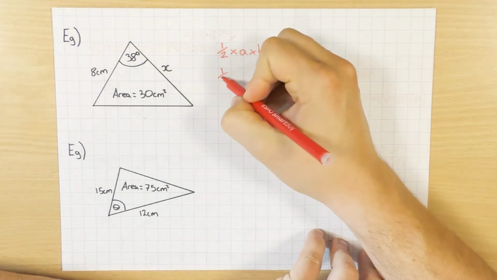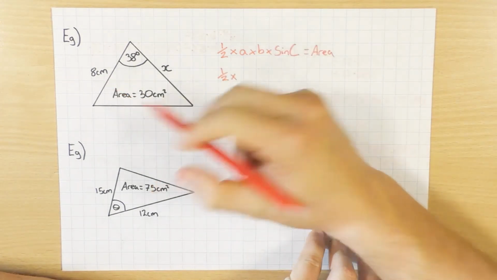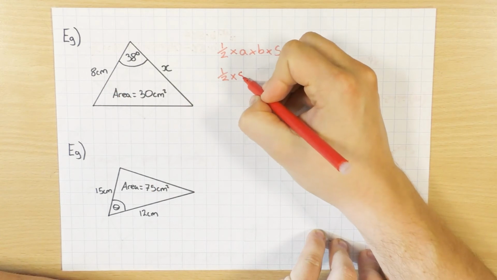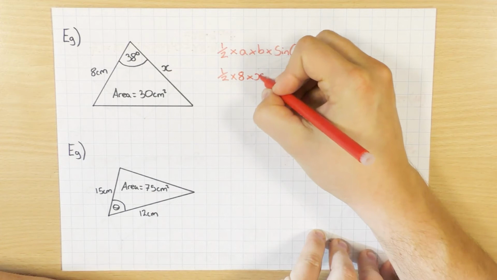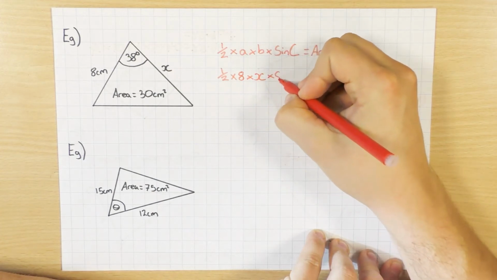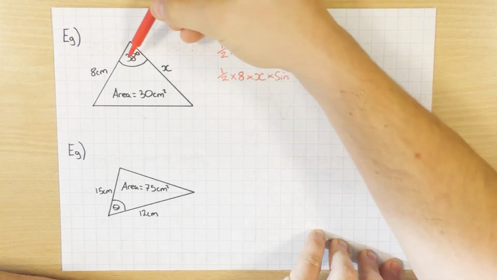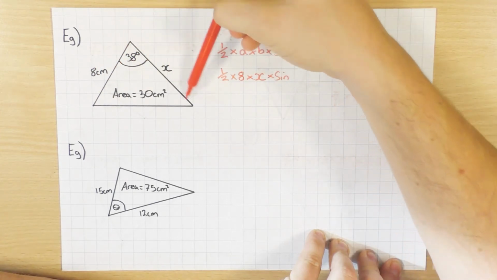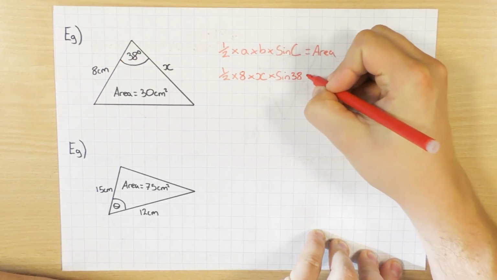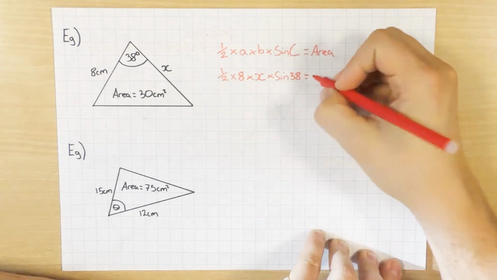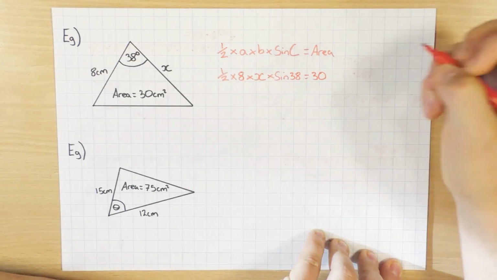Well, 1/2 is obviously just 1/2. Let's say A is 8, times B. Well, B is the missing length, which we're going to call X, times sine C, which is the angle. Notice again the two sides are touching that angle, so it'll be sine 38. And that equals the area, and we're told the area this time is 30.